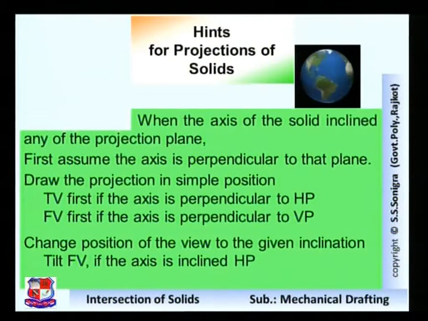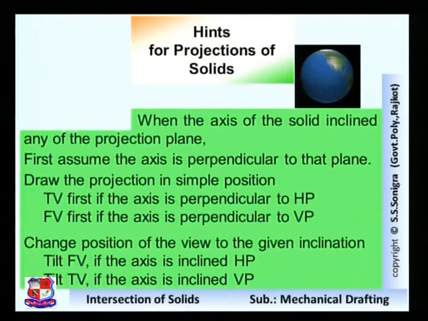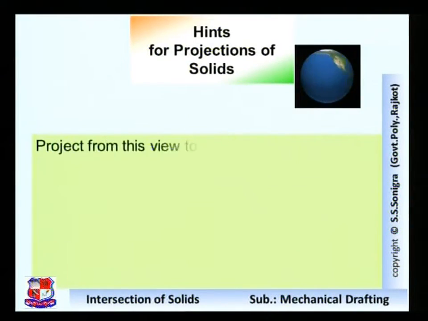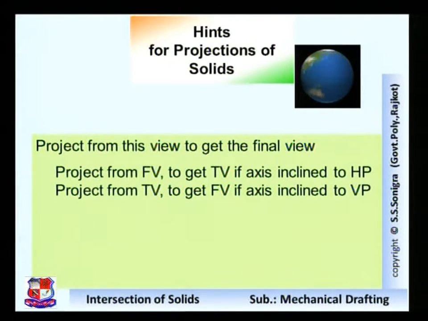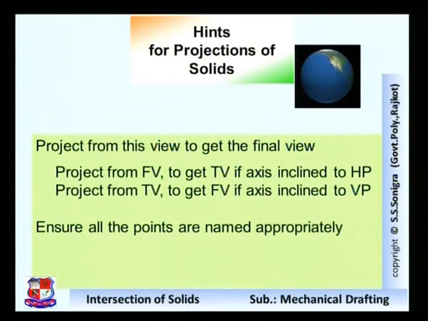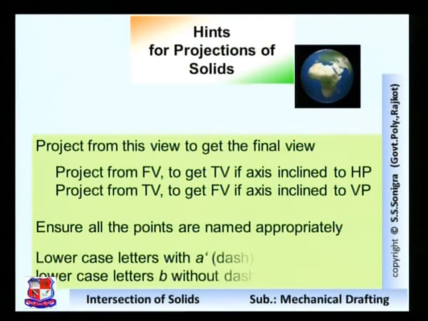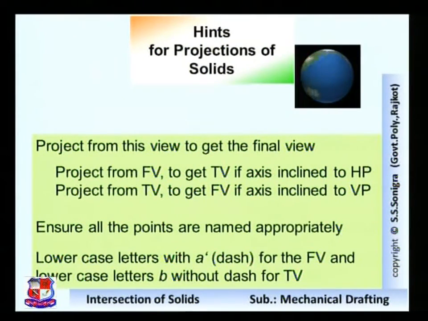Tilt front view if the axis is inclined to HP. Tilt top view if axis is inclined to VP. Then project from this view to get the final view. Project from front view to get top view if axis is inclined to HP, and vice versa. Ensure all the points are named properly, and lowercase letters with dash for front view and lowercase letters without dash for top view.